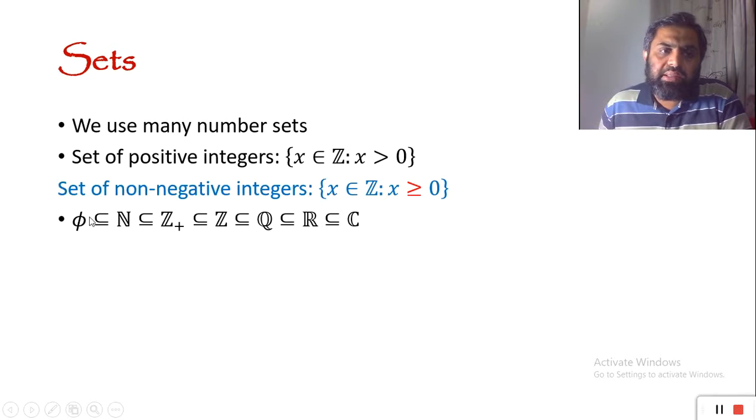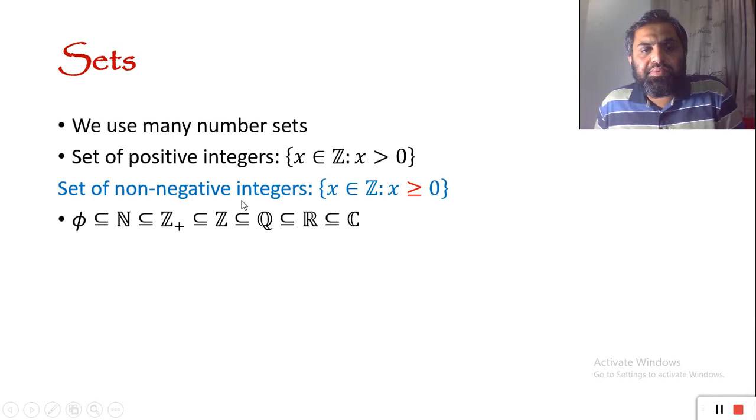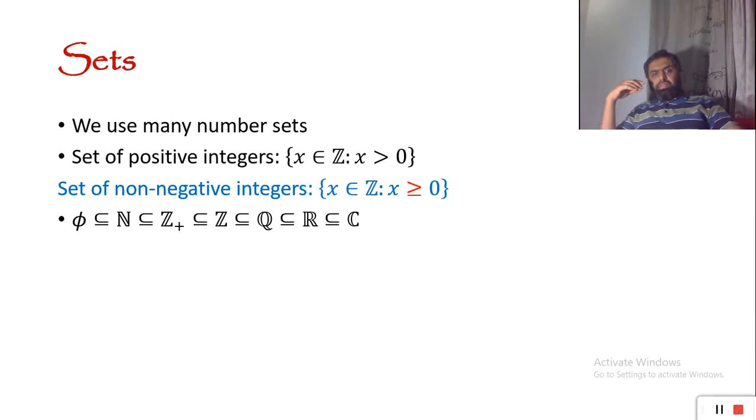Or we can define another set, the set of non-negative integers. So x belongs to Z and x is greater than or equal to 0. When we talk about non-negative, we need to include 0 as well. 0 is neither positive nor negative, it's neutral. So when we talk about positive integers, we exclude 0. When we need to include 0, at that point we say non-negative integers, all those integers which are non-negative. Similarly, we can define the set of non-positive integers, meaning all those elements which are negative and 0. So x is less than or equal to 0, we can define it like this.